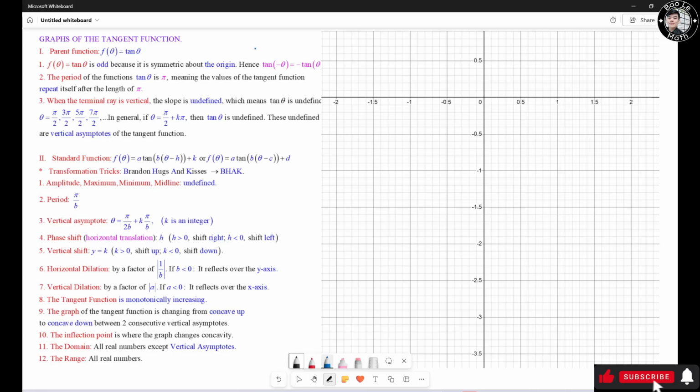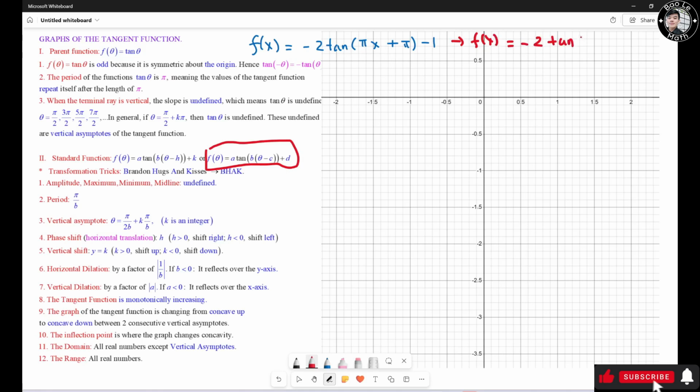Now let's move on to the next example. For example, we need to sketch f of s equals negative 2 tangent of pi s plus pi, minus 1. The first step is to check to see if this one is in standard form. The standard form must be this. It's not a standard form, so we need to convert it to standard form. So it should be f of s equals negative 2 tangent of, you need to factor pi out, so pi times s plus 1, and then minus 1.